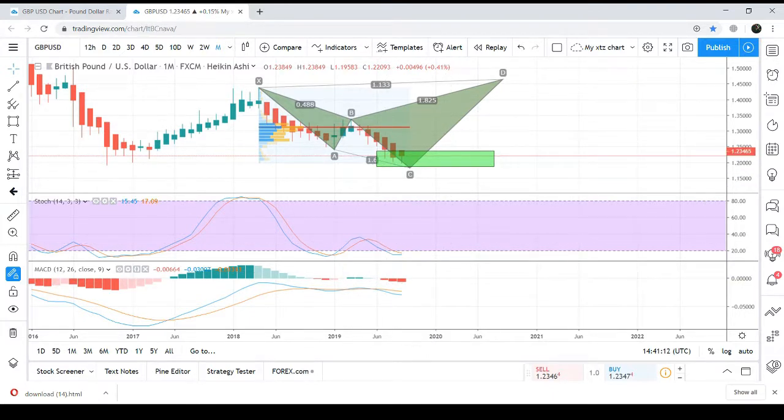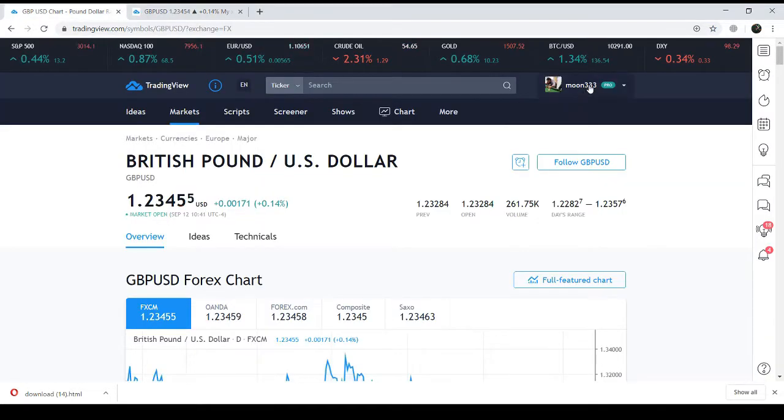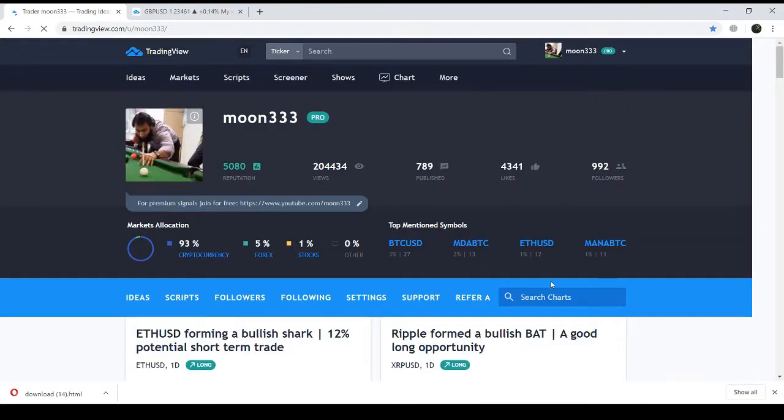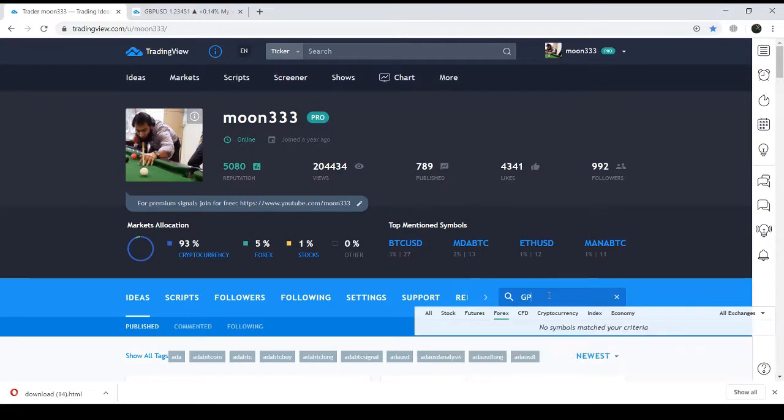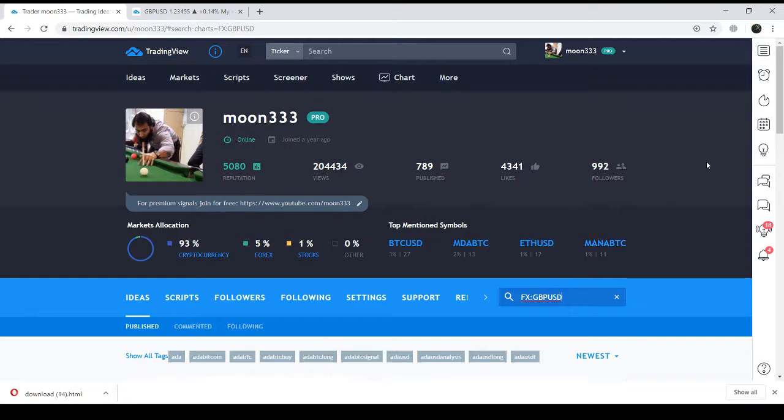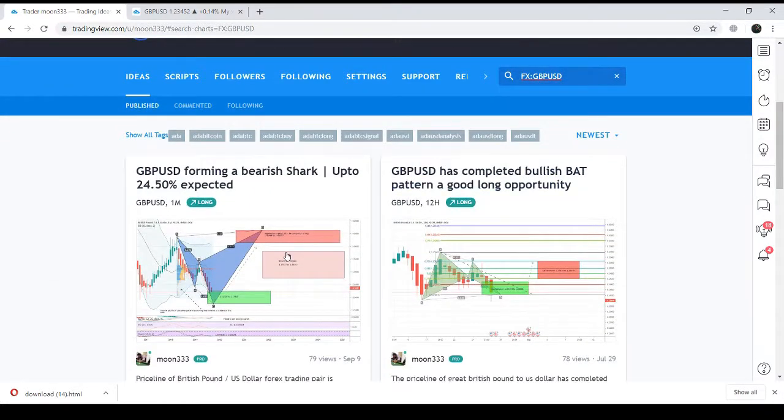Now let's move to the chart I've published to show you the targets. And this is the chart. For that I need to take you to my profile portal. British pound with US dollar, and this is the chart I've published.